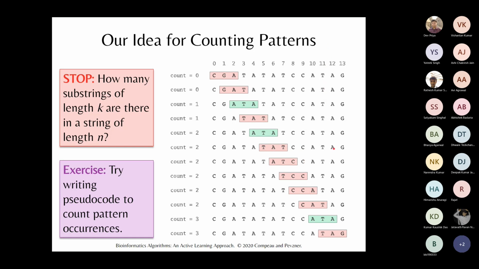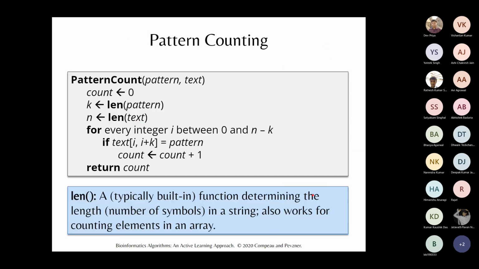at the ith position, you ask if the text, the subarray from i to i plus k, is equal to the pattern. If it is, you increment the count. Length is typically a built-in function in most languages, which tells you the length of an array, a string, or whatever data structure you're using to store information. So I hope this simple thing is clear to everybody.